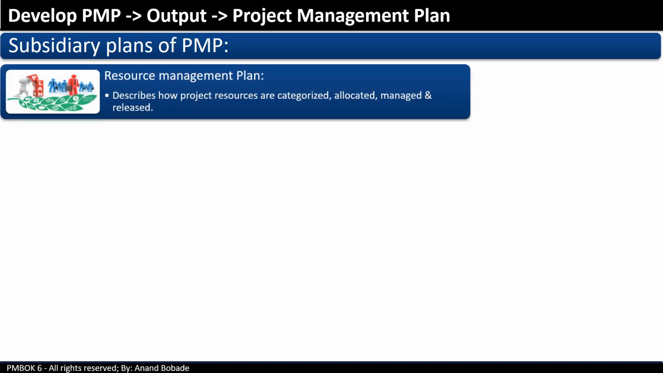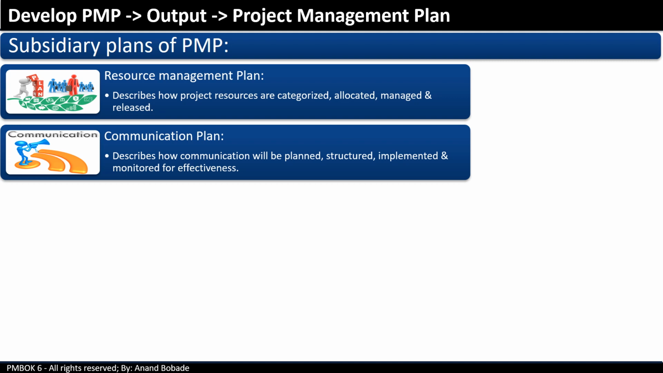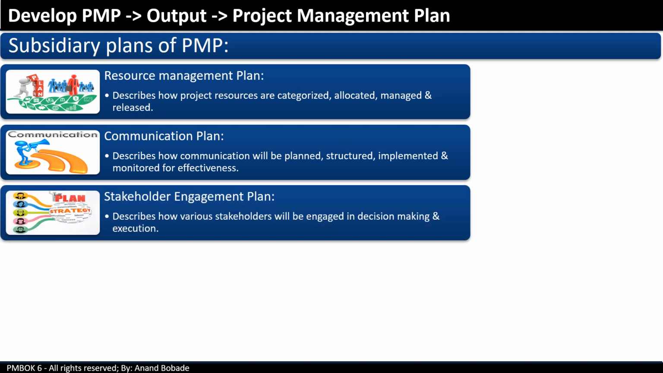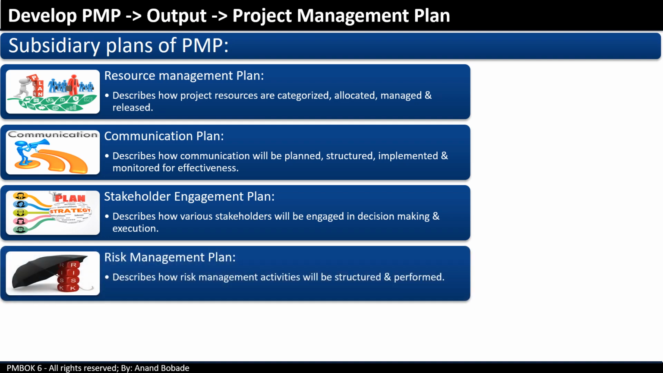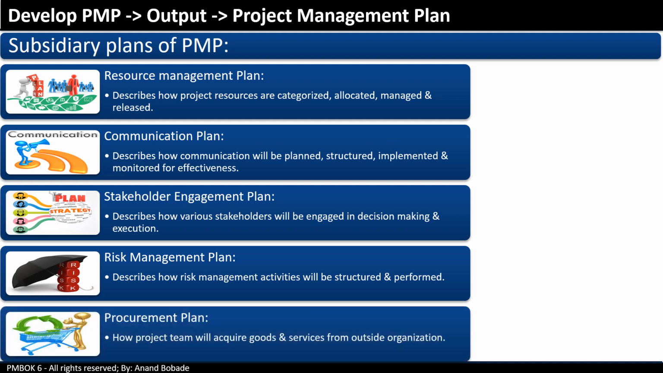The Resource Management Plan describes how project resources are categorized, allocated, managed, and released. The Communication Plan describes how communication will be planned, structured, implemented, and monitored for effectiveness. The Stakeholder Engagement Plan describes how various stakeholders will be engaged in decision making and execution. The Risk Management Plan describes how risk management activities will be structured and performed. The Procurement Plan describes how the project team will acquire goods and services from outside the organization.